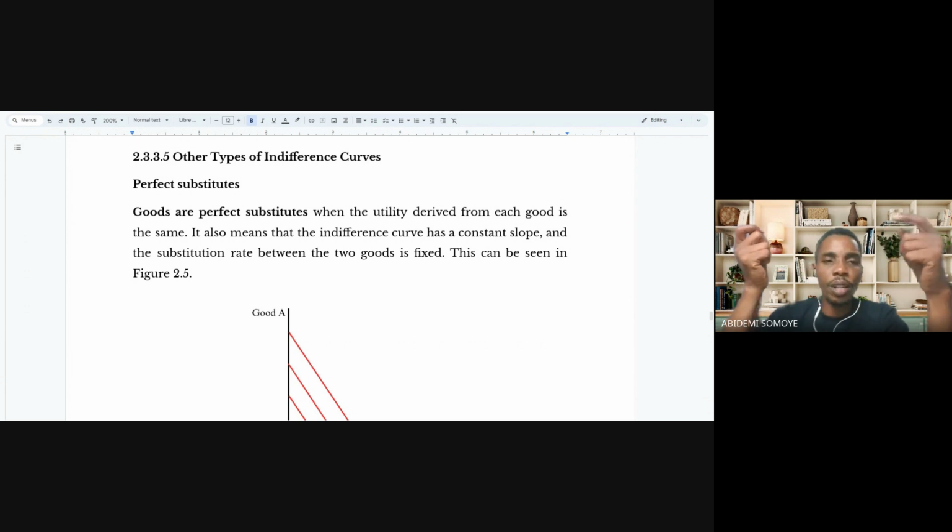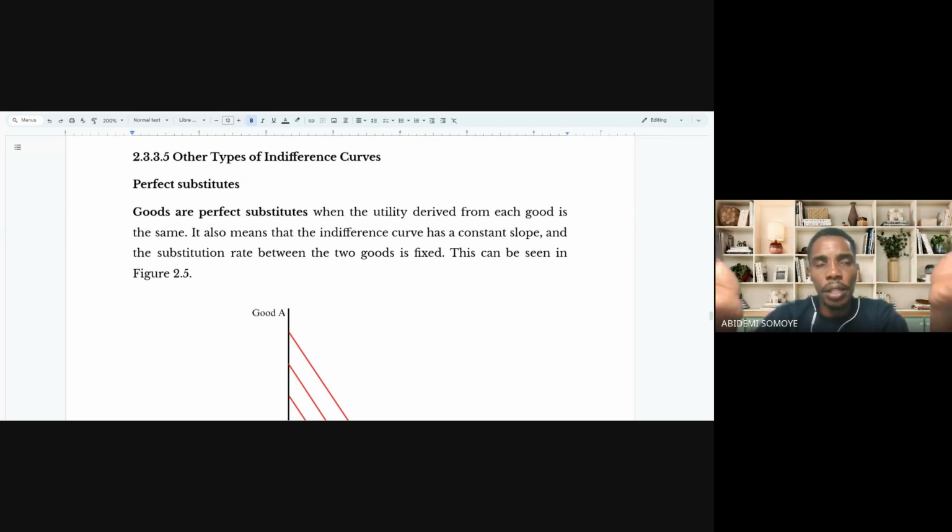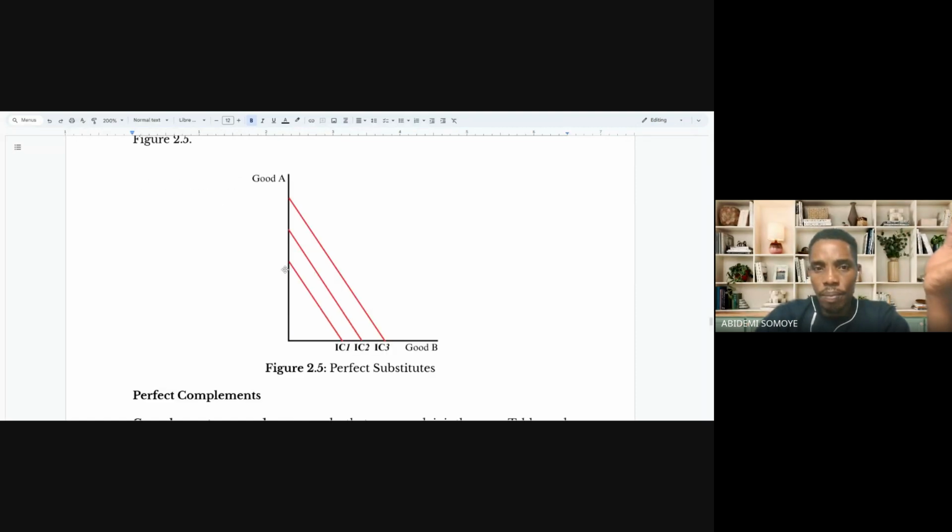If they are going to substitute, the functions are different. But if the functions are the same, for example, two types of phones within the same category, of course, if you are going to change from Samsung, if you have one phone in Samsung and you want to change, you're going to have one iPhone. You're not going to buy two iPhones because they literally give you the same level of satisfaction.